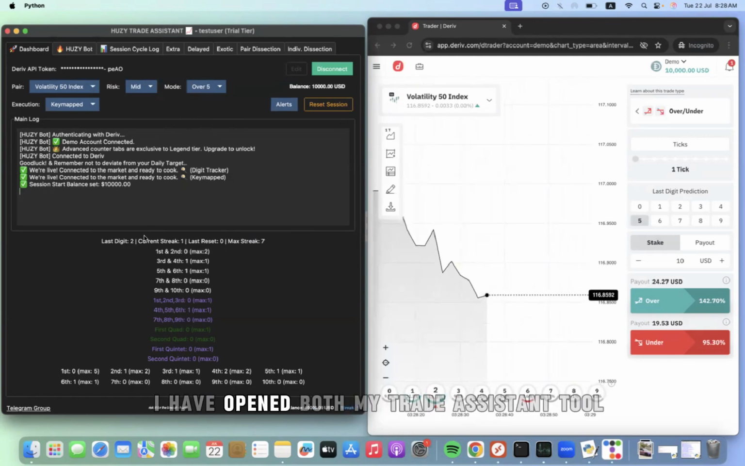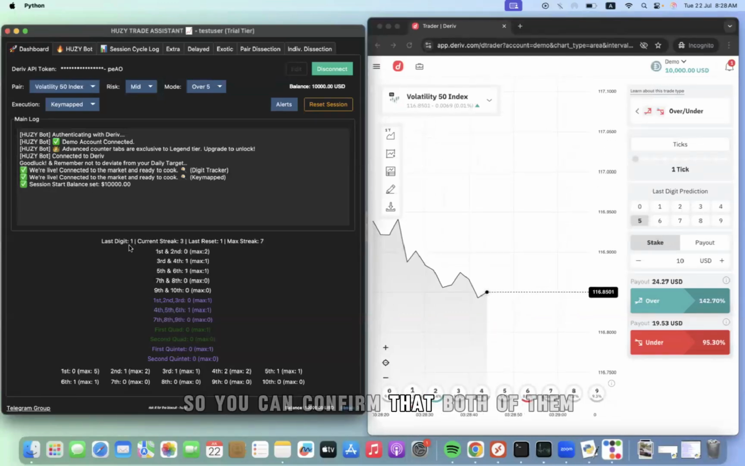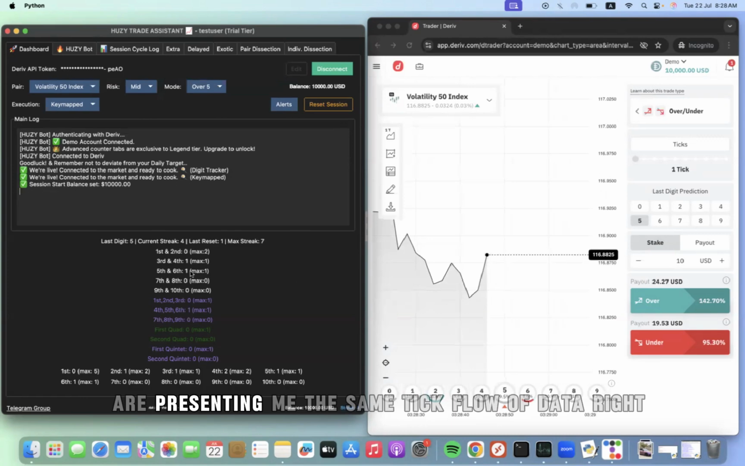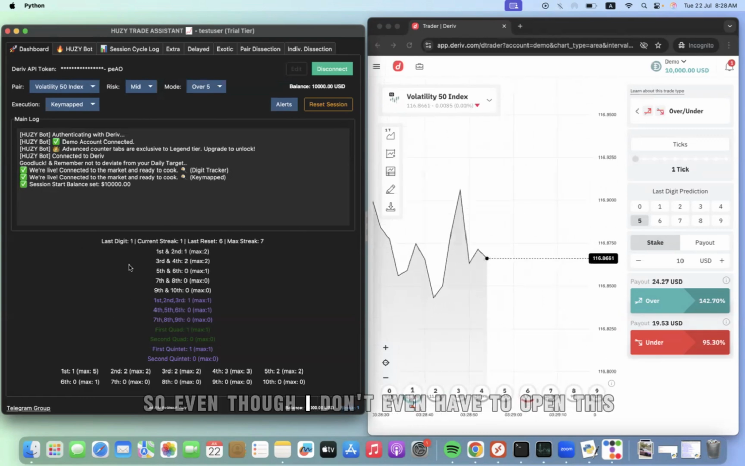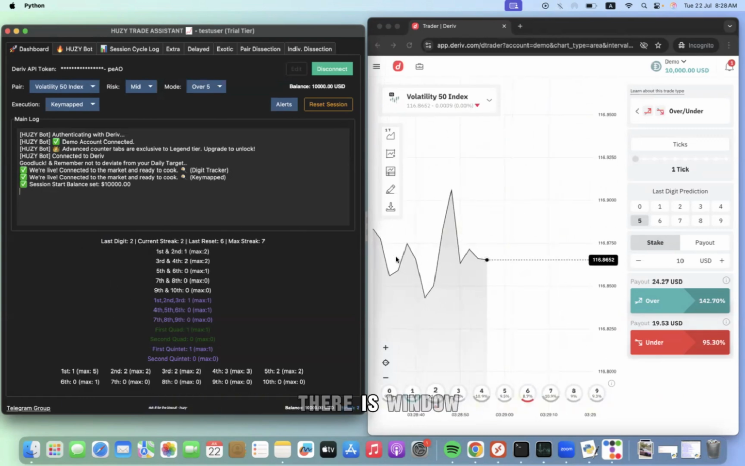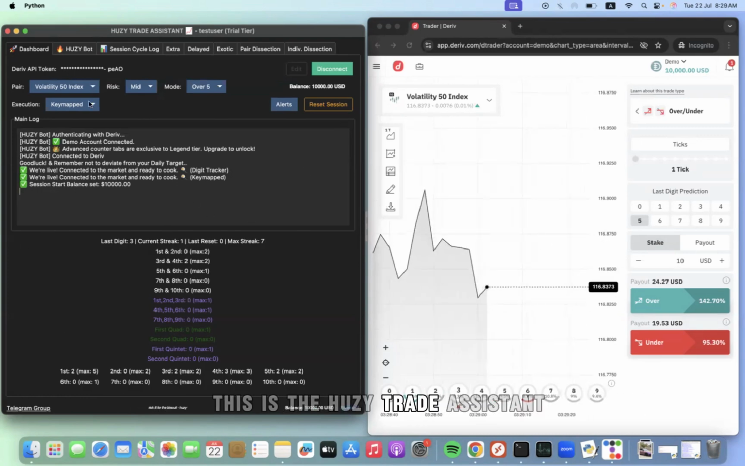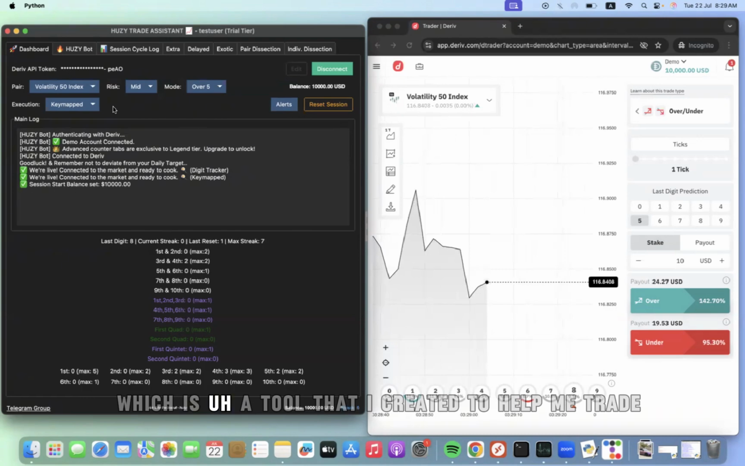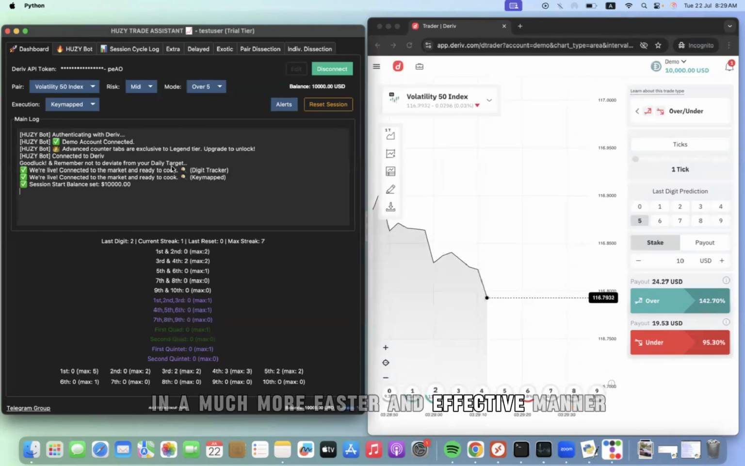As you can see, I have opened both my trade assistant tool and Deriv's market side by side, so you can confirm that both of them are presenting me the same tick flow of data, right? Everything is working in coherence. Even though I don't have to open Deriv's window, I'm still going to open it just for you guys to see that this is the Huzi Trade Assistant, a tool that I created to help me trade options on Deriv in a much faster and more effective manner.